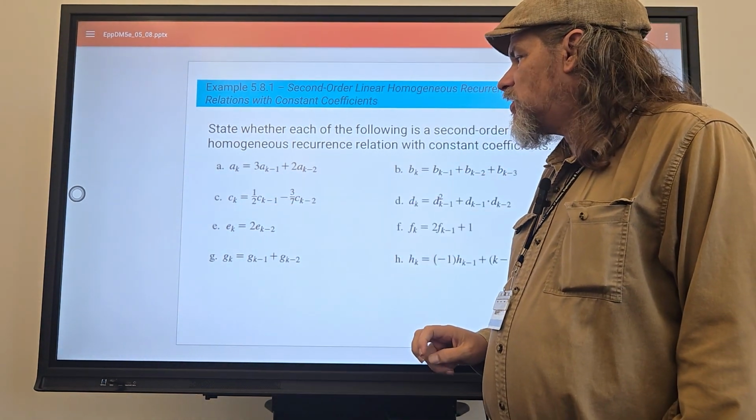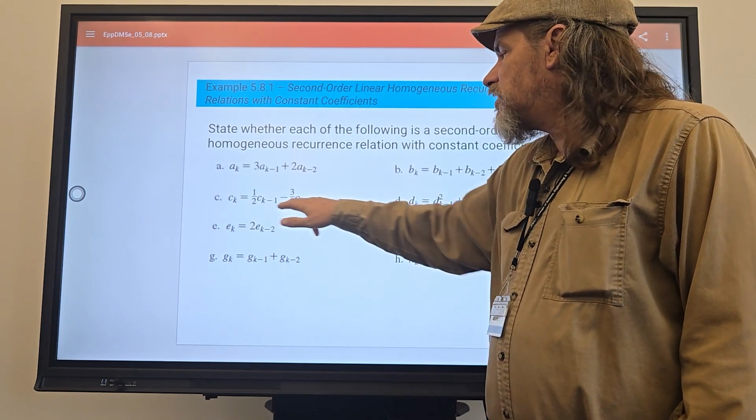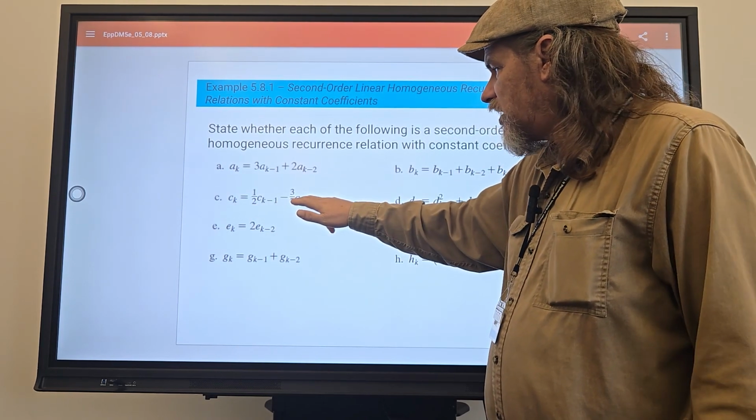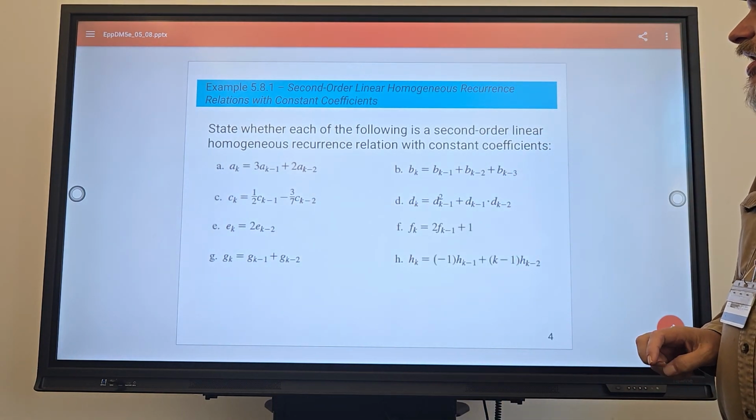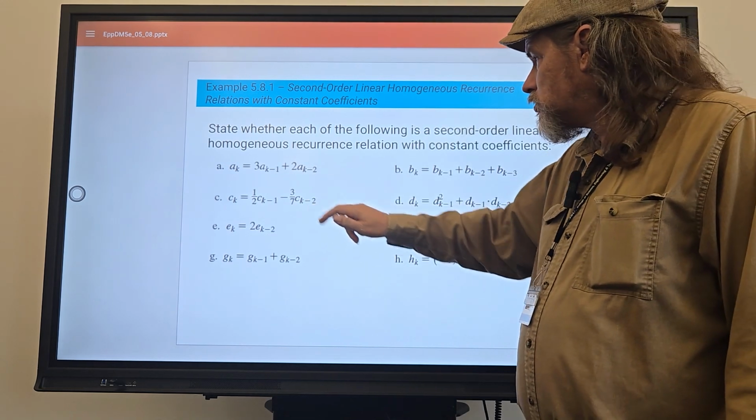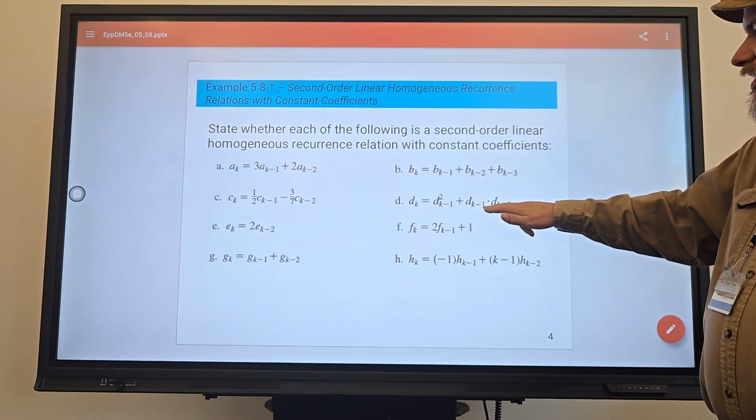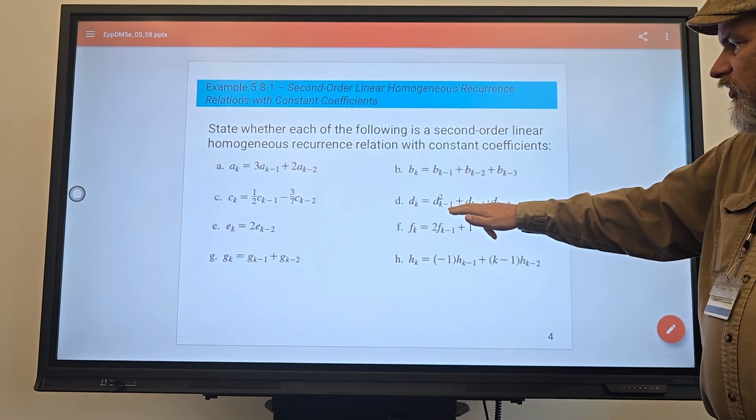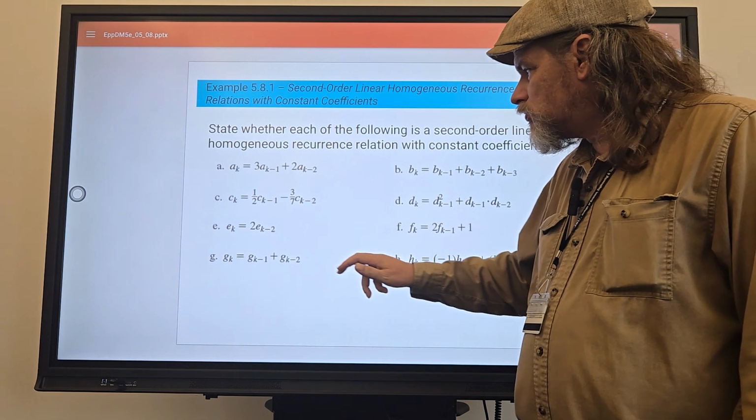C, this would be a second order because it's two terms. A and B are fixed numbers, 1/2 and negative 3/7. So yes, this is a second order linear recurrence relation. D, well, the first term is squared, so it wouldn't be linear. So it is not a linear relation.